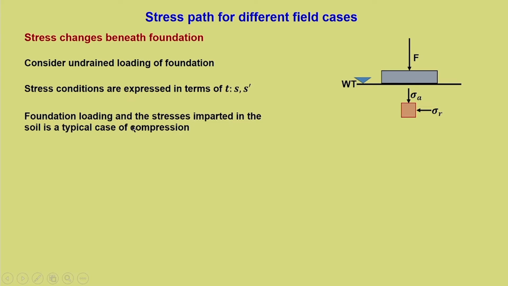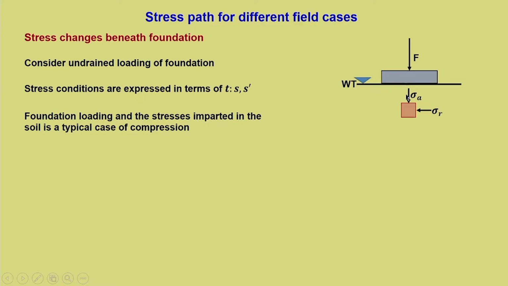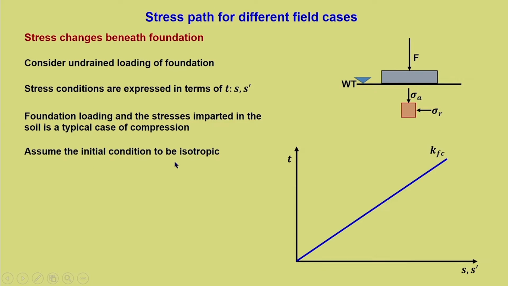Foundation loading and the stresses imparted in the soil is a typical case of compression, and we have seen very specific stress paths in our previous lectures where we discussed compression, extension and the different manners in which compression and extension can be created. So, here whatever foundation loading is acting is a typical case of compression. Assume the initial condition to be isotropic for simplicity.